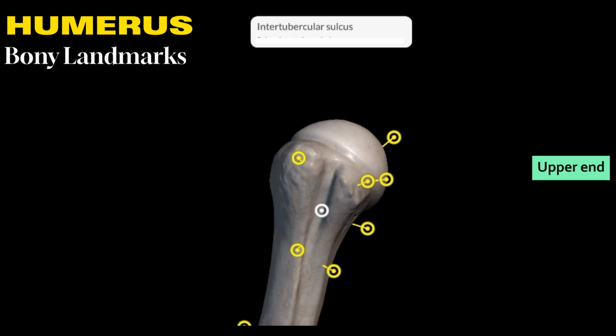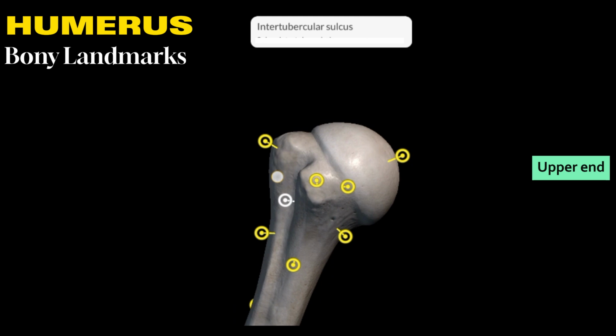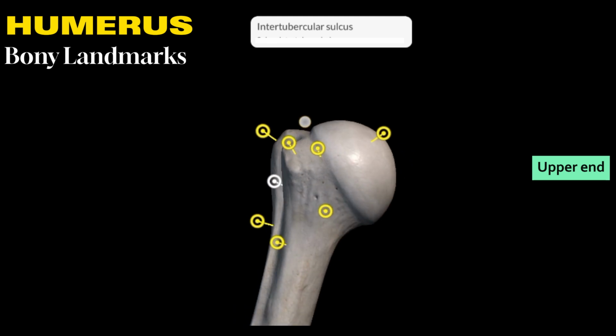This is intertubercular sulcus. It separates the lesser tubercle from the greater tubercle. This is surgical neck. It separates the upper end from the shaft.